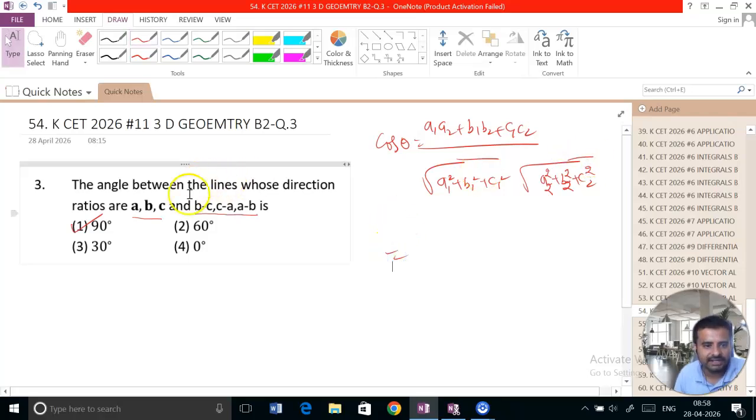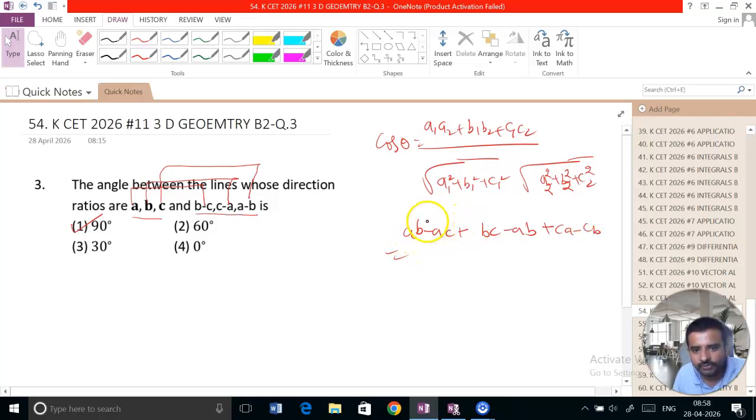So since these are the given direction ratios, consider the numerator. a into (b minus c), a1 a2, becomes ab minus ac, and b into (c minus a), that is b1 into b2, bc minus ab. Then you multiply c with (a minus b), it becomes ca minus cb. Look at the numerator: ab cancels with ab, ac cancels with ac, bc cancels with bc. Since the numerator is equal to 0, cos theta becomes 0 by anything, which is 0.